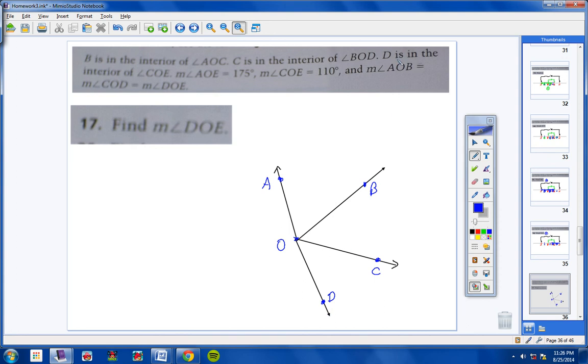Now, D is in the interior of COE. So here's C, here's O, and now I've got to draw an E. And we'll put that right here. And let's see if that makes sense. Here's what it says. It says D is in the interior of COE. And that's right. Here's D right here, and it's in the interior of COE. So everything is good. Let me get a drink here real quick, and then we'll label some numbers, okay?